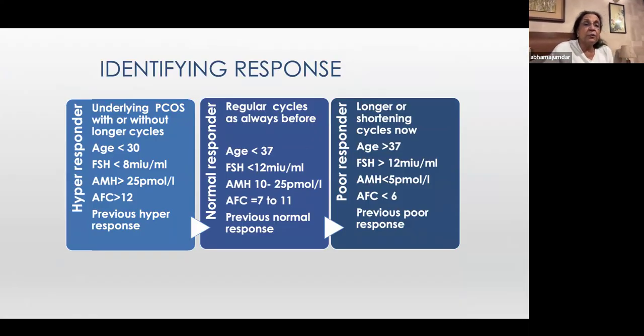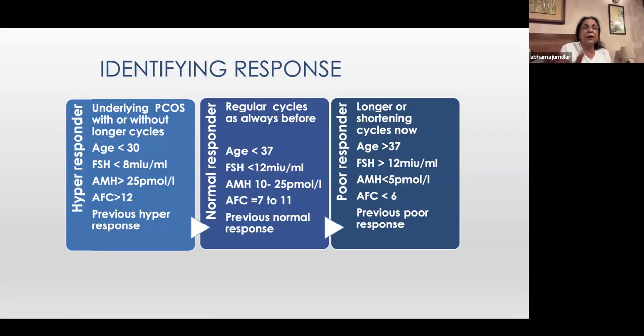A hyper responder would have underlying PCOS with or without longer cycles, age less, FSH less, AMH high, AFC high, and we might have observed a previous hyper response. A poor responder would have longer or shortening of cycles, now of new onset, age more than 37, FSH more than 12, AMH less, AFC less, and previous poor response to conventional stimulation.